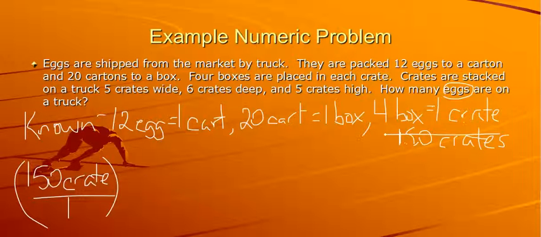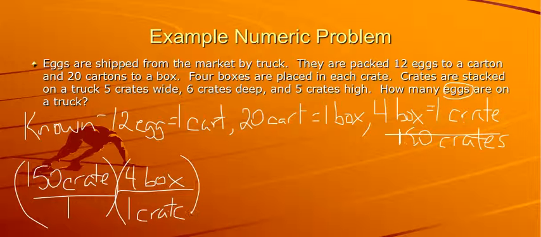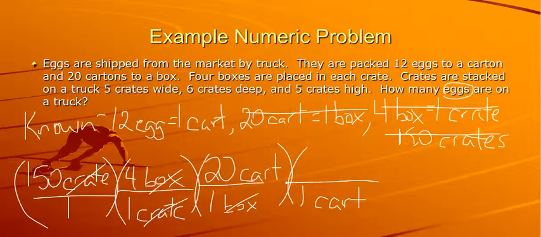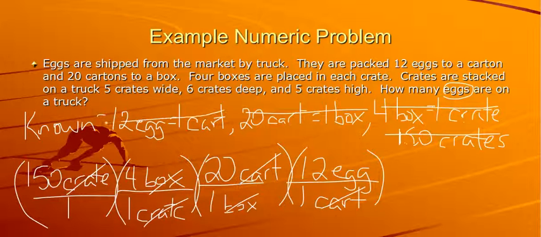And then I'm going to look at my conversion factors to get rid of crates. In one crate, I'm told that there are 4 boxes. That will cancel crates. Now I'm in boxes. 1 box, 20 cartons. That'll cancel boxes. And then 1 carton, 12 eggs. That'll cancel cartons.